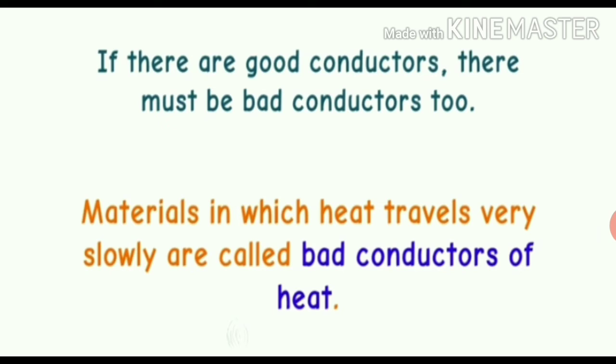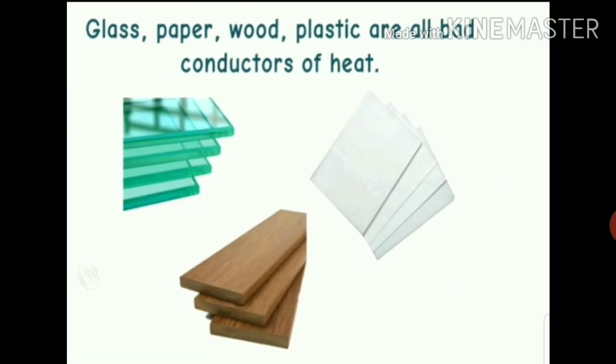Now students, it is clear to you that the substances that conduct heat easily are called conductors. For example, metals are good conductors of heat. Now if there are good conductors, there must be bad conductors too. Substances or materials in which heat travels very slowly are called bad conductors of heat. Or you can also say that substances such as wood, straw, clay, rubber, glass and bakelite, a kind of plastic, do not conduct heat very well and are called insulators.